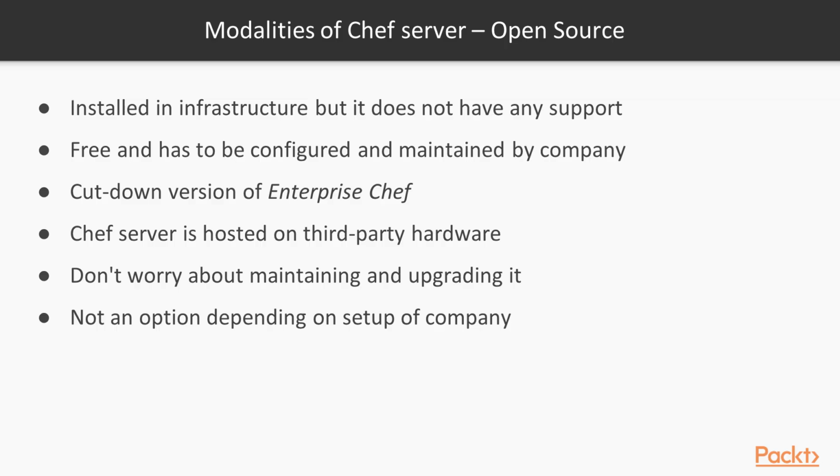The next modality is Open Source. This can also be installed in your infrastructure, but it does not have any support. It is free and has to be configured and maintained by your company. It is also a cut-down version of the Enterprise Chef. The third modality is Hosted: the Chef server is hosted on third-party hardware, and you don't need to worry about maintaining and upgrading it. It might not be an option depending on the setup of your company.